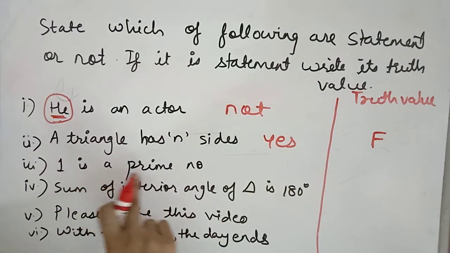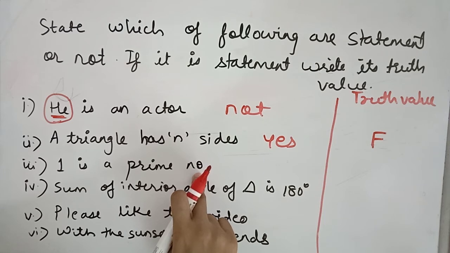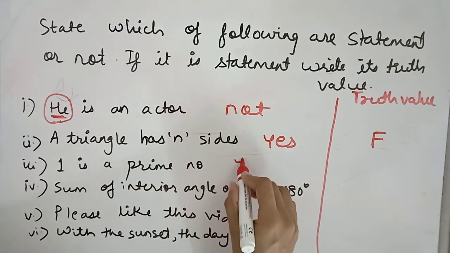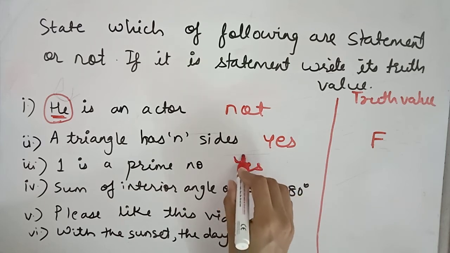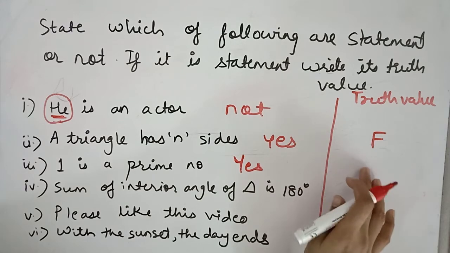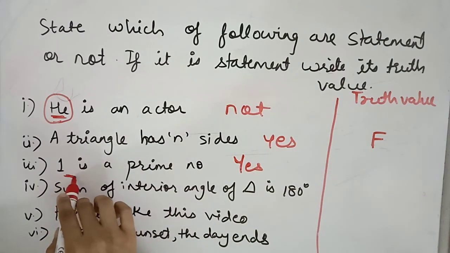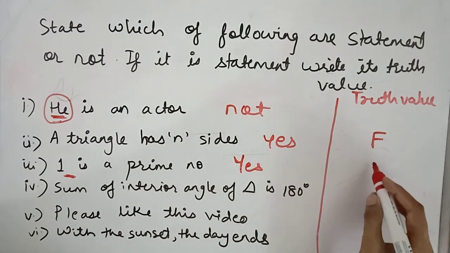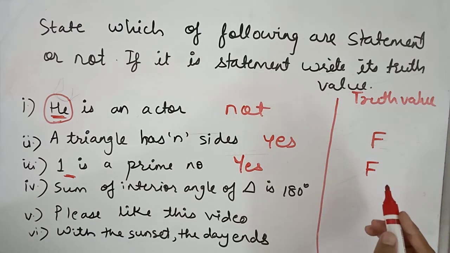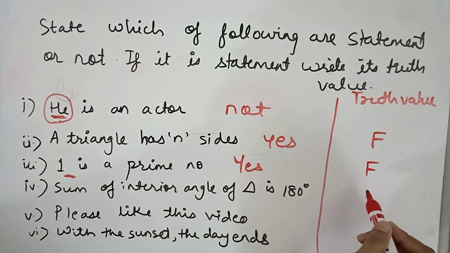1 is a prime number. Now this is a statement because it is declaring that 1 is a prime number. But what will be the truth value? Is 1 a prime number? No, it is not a prime number. So its truth value will be false.